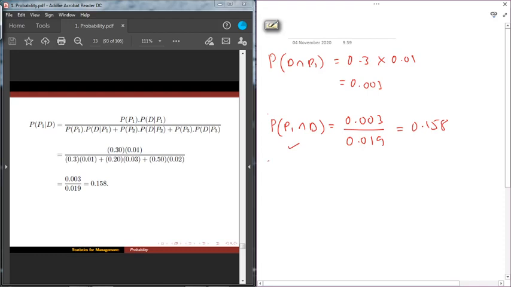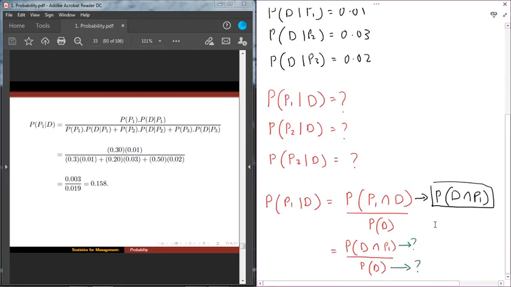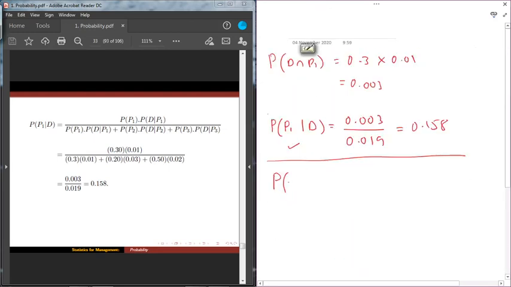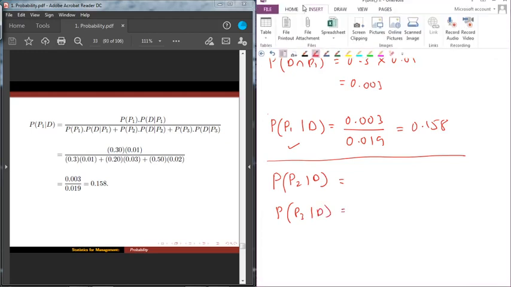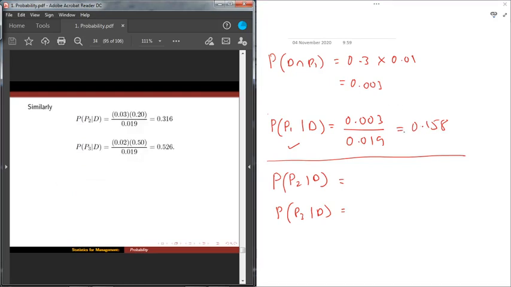If you do the same method for P2D and P3D, okay, remember we need to find this one also, P2D and P3D. You should get this answer. You try on your own. You should get this answer. I have given the slide also.